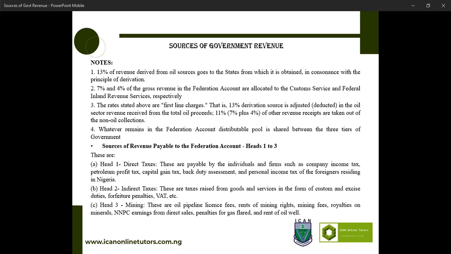Ido John, your question. Okay, sir, under head one, we have direct taxes, of which the personal income tax of foreigners residing in Nigeria is included. Now, my question is this. That is the personal income tax of foreigners residing in Nigeria. They are like expatriates, right? Yes. The PAYE of expatriates, are they not remitted to the state government?